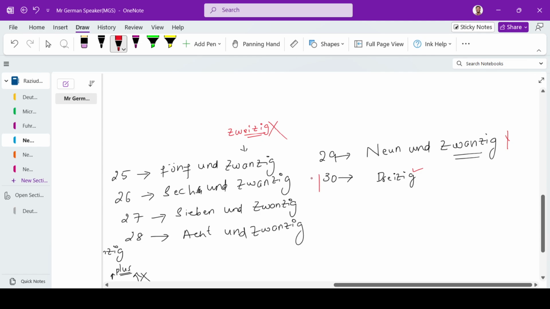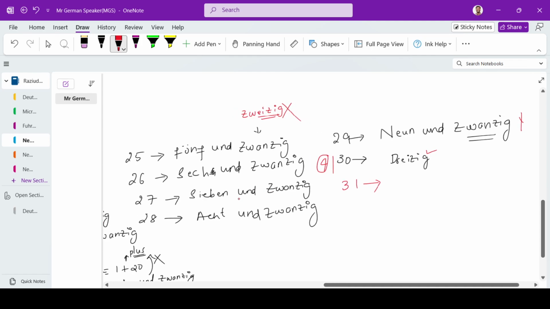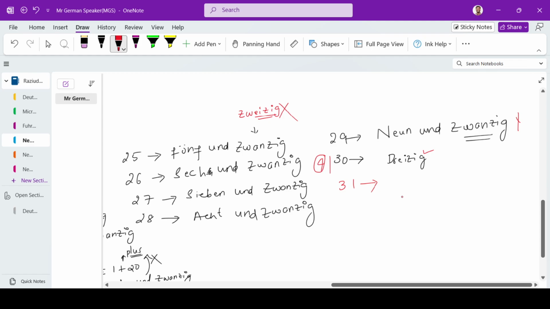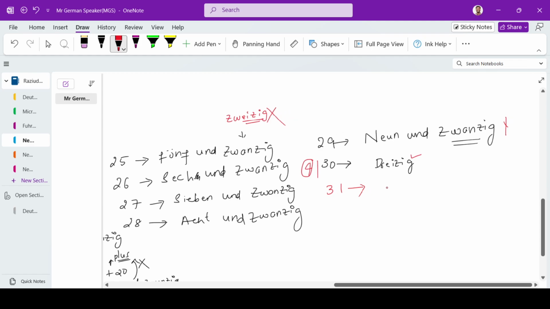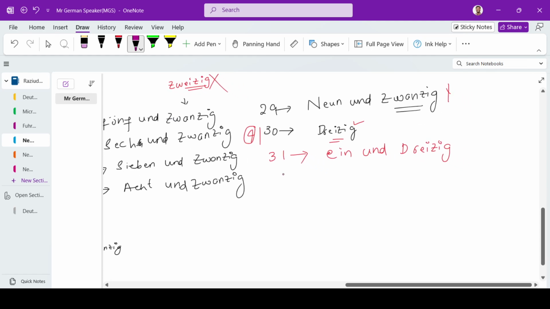So trick number 4, or rule number 4, starts from here, that is 30, and it keeps going until the end of the number system. For example, if I write 31, how do you write it? You can have a look at the number system here. It's the same. So 31 will be 1 plus 30, or 1 and 30, so it's like ein und 30, because 30 is 30, so 1 plus 30, 31. Similarly, it keeps continuing.